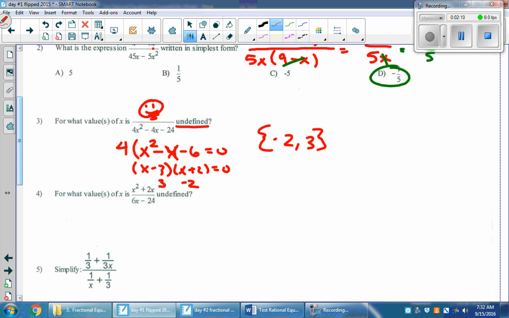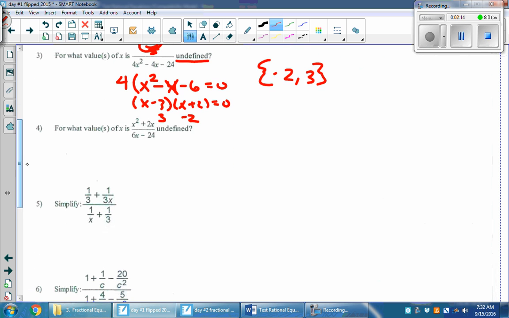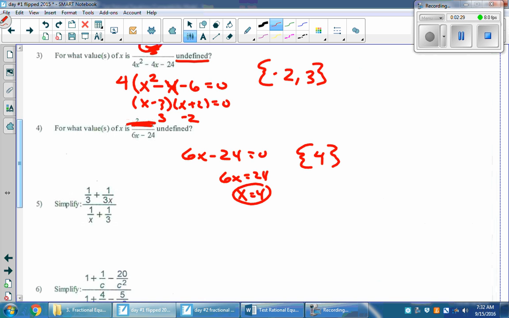Again, undefined, bottom equal to 0. Factor it, set it equal to 0. Undefined again, don't care what the top is. 6x minus 24 equals 0. Add 24 over. Divide by 6, so we get x is 4. Again, when I plug 4 in there, 6 times 4 is 24, minus 24 is 0.